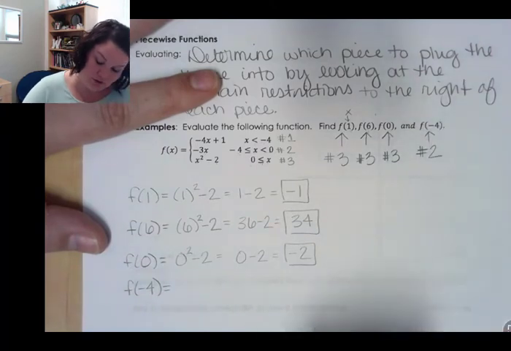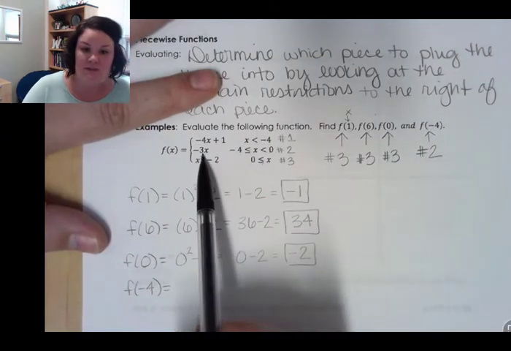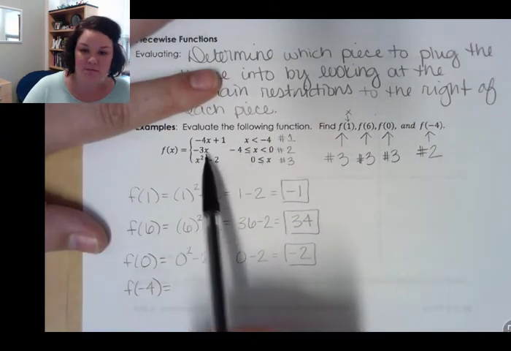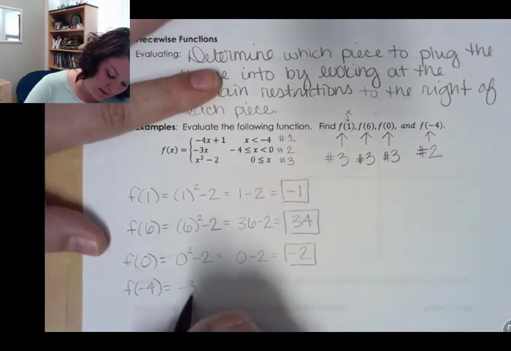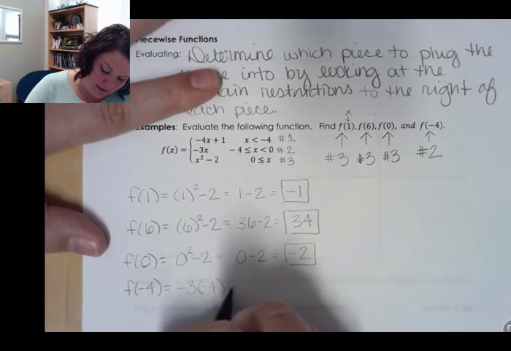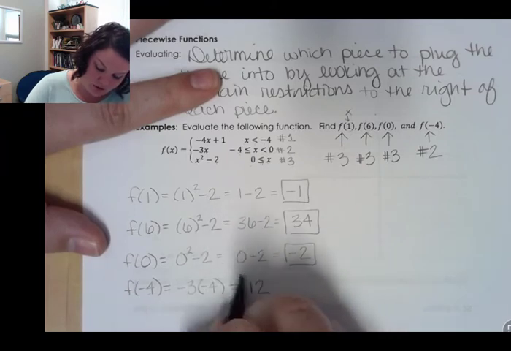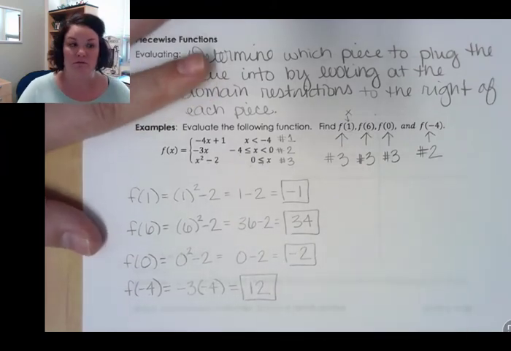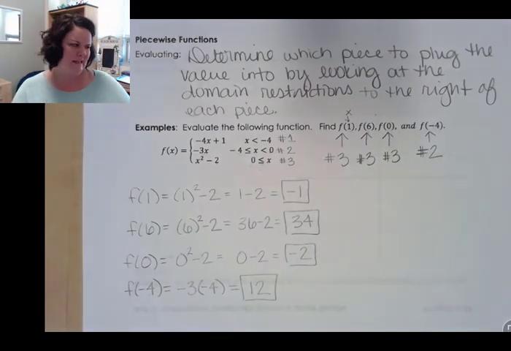So this is number 2. Notice number 2 says to do -3 times my input. So I'm going to do -3 times my input, which is -4. -3 times -4 is +12. Okay, does that kind of make sense?